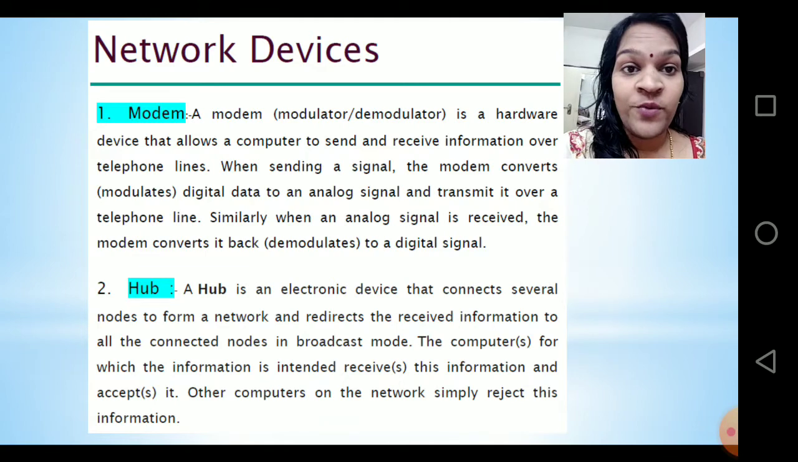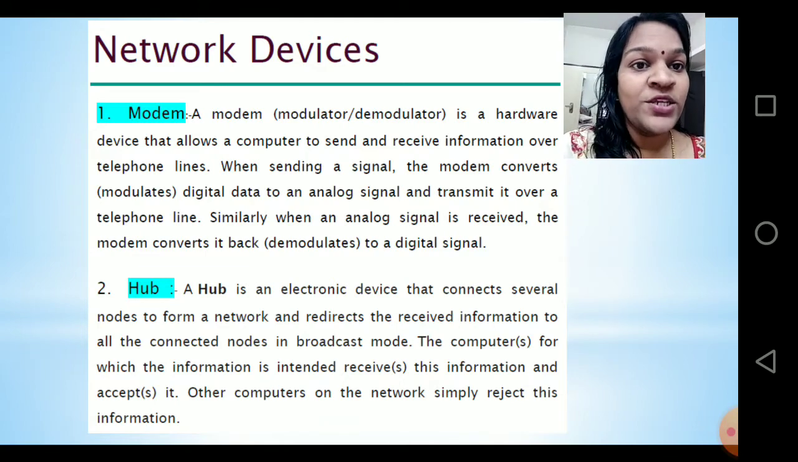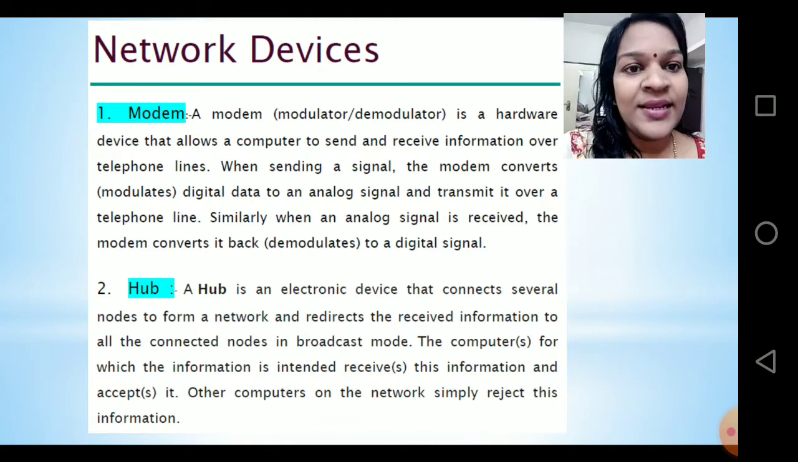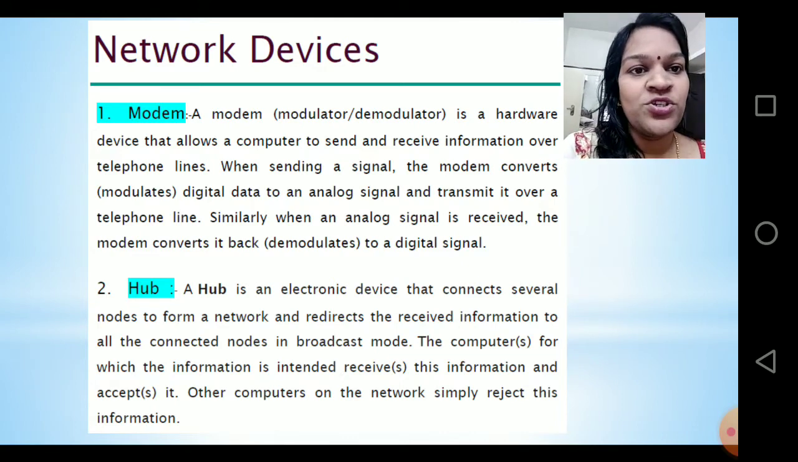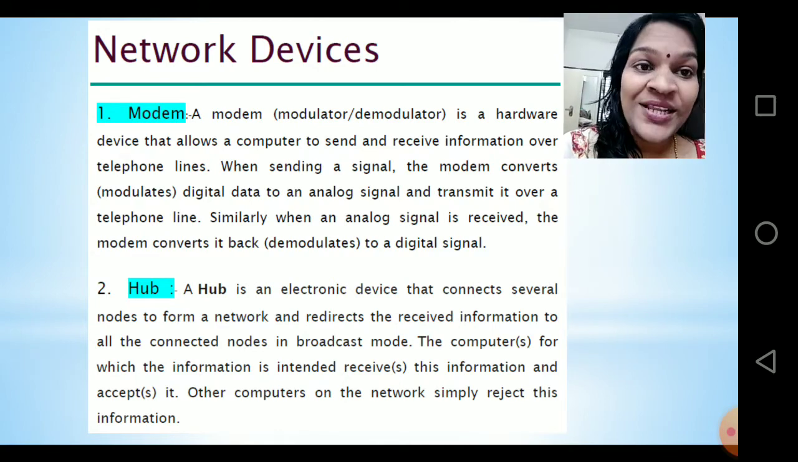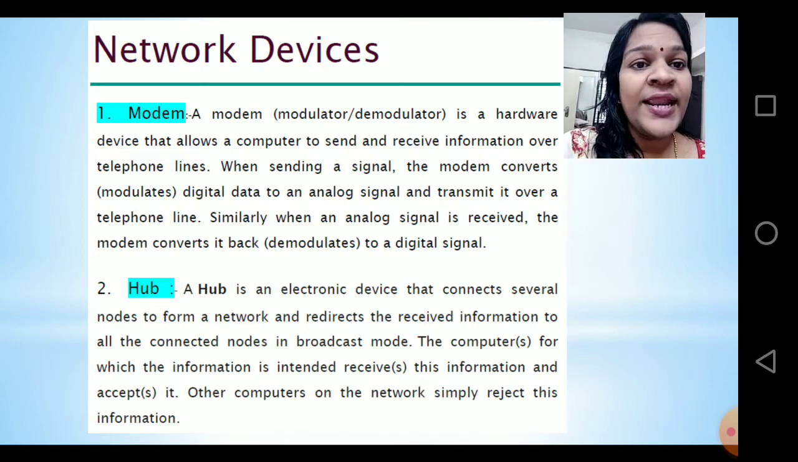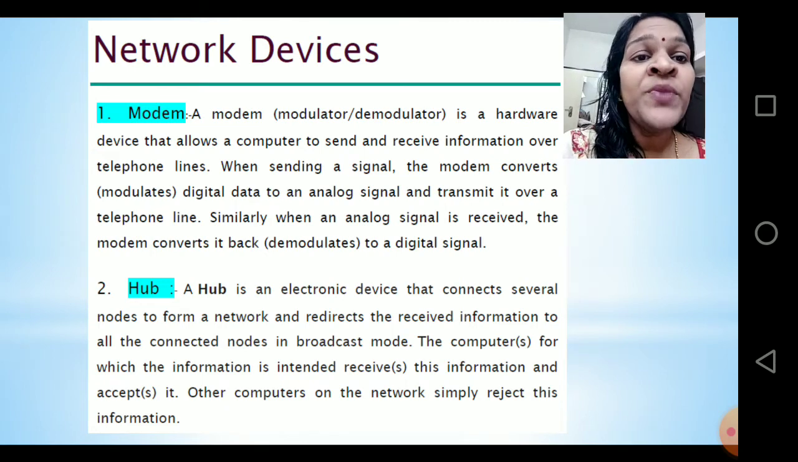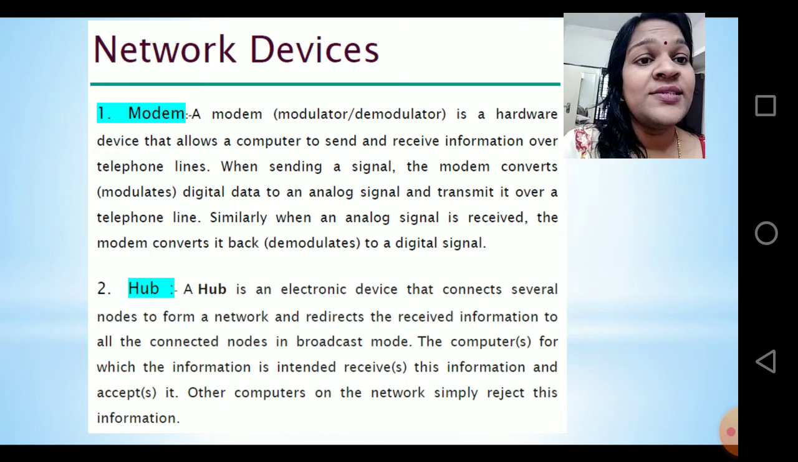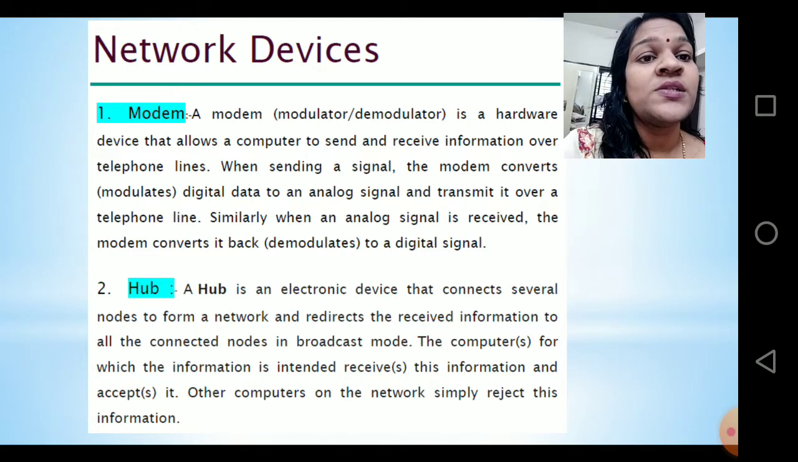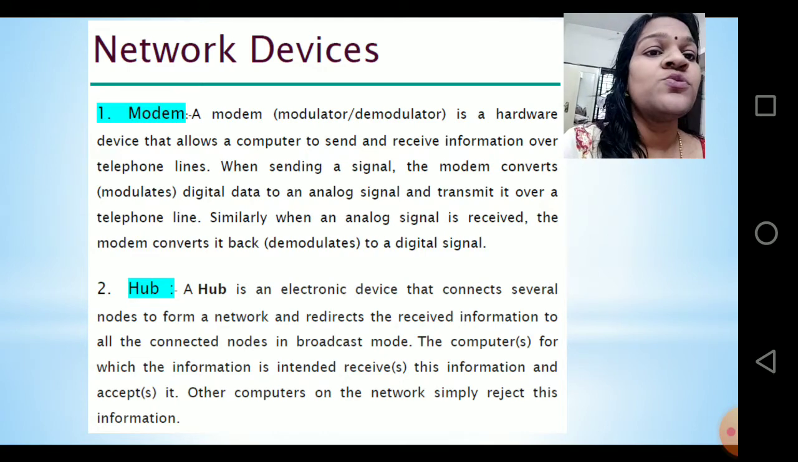Modem is a short form of modulator and demodulator. Modulation and demodulation are electronic operations. Through networks, the data is sent in the digital way. Digital way means ones and zeros. Whenever data is sent, the real data, which is analog signals, is converted to digital using the modulator, and digital signals are converted back to analog signals using the demodulator.